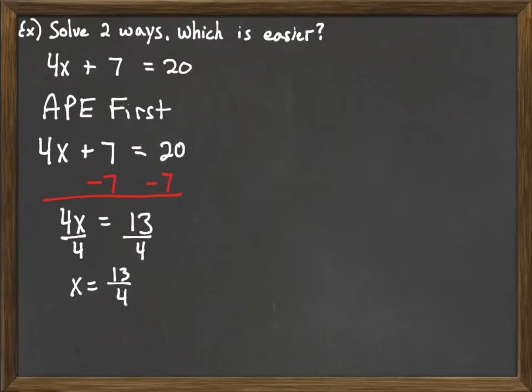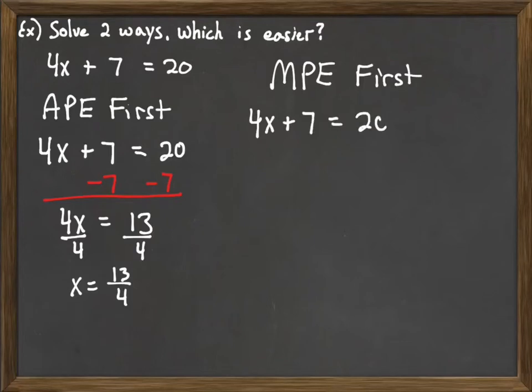So let's take a look now at what happens when we apply our multiplication property first, because we can do that as well. So first things first, I'll write out my equation: 4x plus 7 equals 20. Now I want to make this 4 go away. Since it's being multiplied, I need to divide.